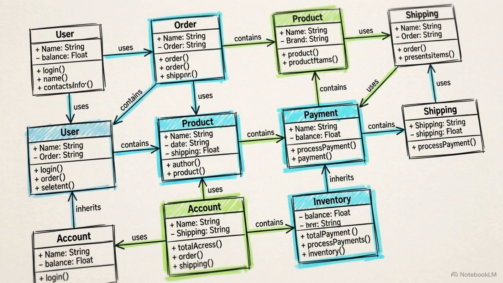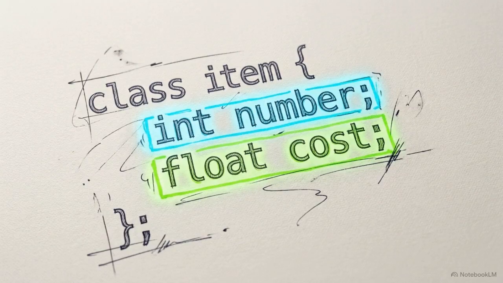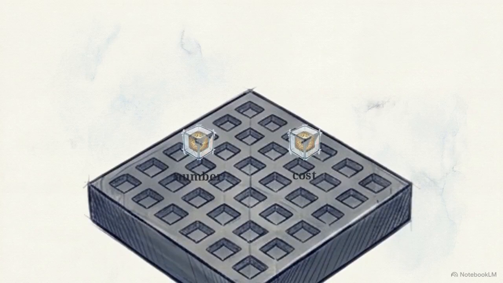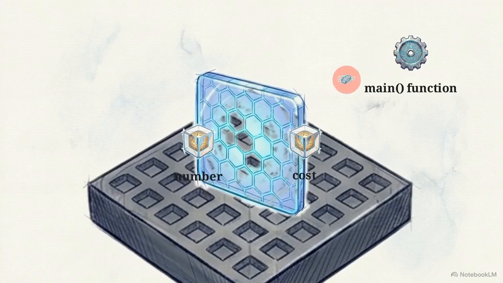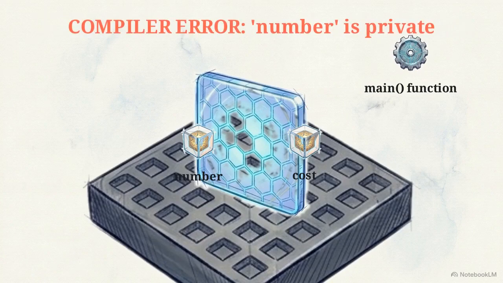Looking at this basic C++ syntax block for a class named item, we see the internal variables number and cost declared inside the brackets. These variables fall under the private access specifier. In C++, this acts as a strict compiler-level memory boundary, and it is the default state for any class. If an external function, or the main program, attempts to read or modify number directly, the compiler rejects the instruction. The data is sealed off from the rest of the program.